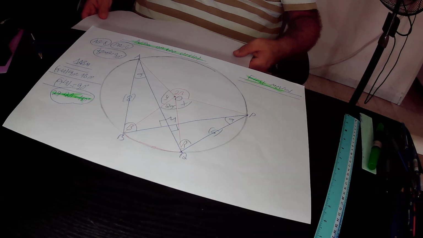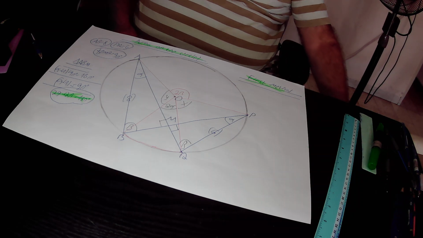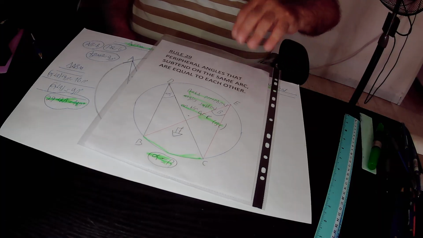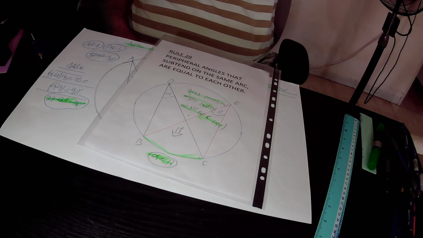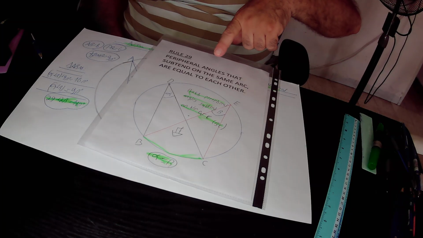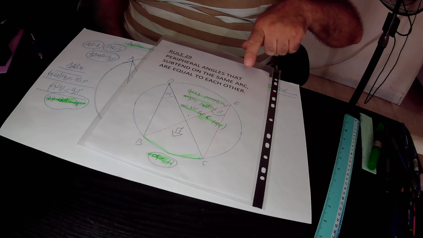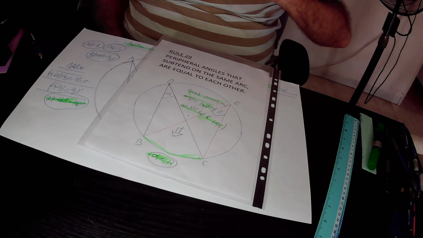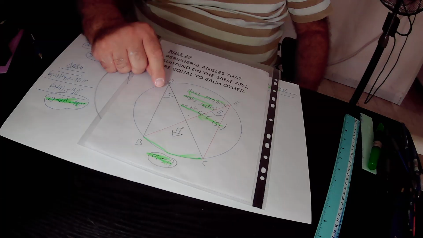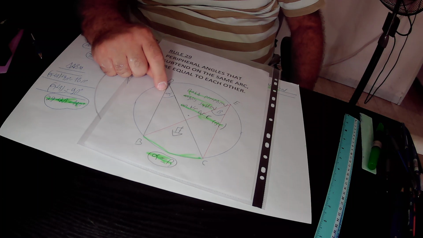So first of all, I presented to you Rule 29, and we implemented Rule 29 in our drawing. According to Rule 29, peripheral angles that subtend on equal arcs, and peripheral angles that subtend on the same arc, are equal to each other in their sizes. So in the drawing, we have a circle. This is peripheral angle BDC that subtends on arc BC.